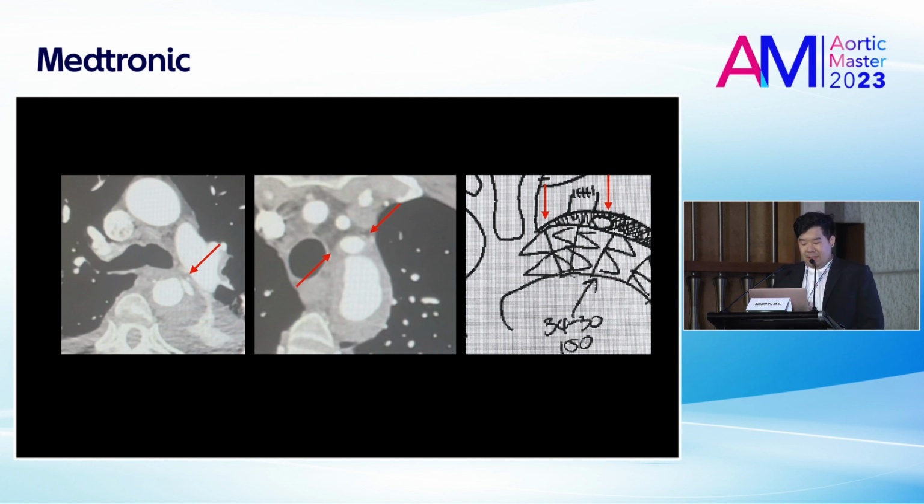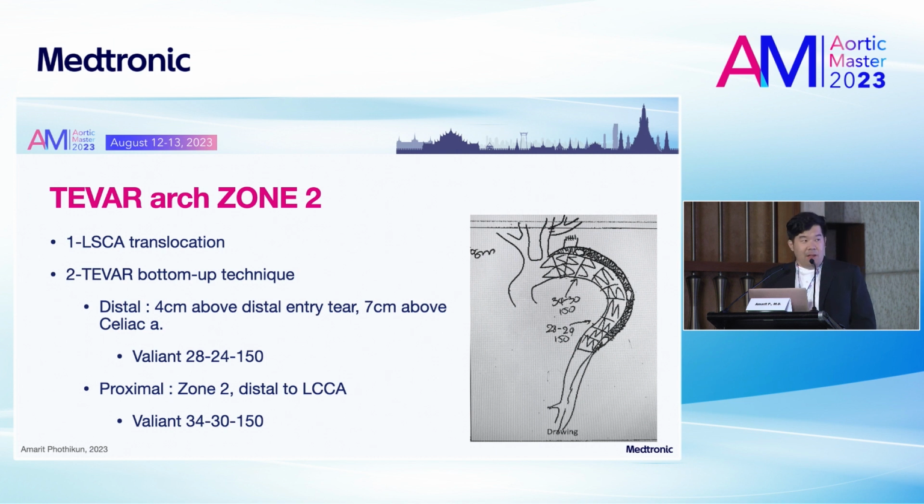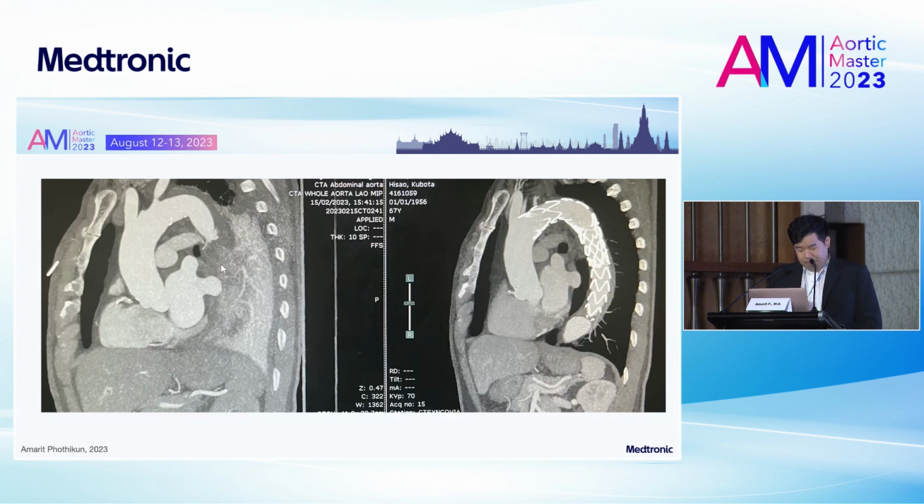So this case was decided to do the TEVAR on zone 2 to cover the outside projection on the distal aortic arch. For the procedure, we used left subclavian translocation and did the TEVAR by the bottom-up technique using the Medtronic stent. The proximal landing zone is distal to the left subclavian, and the distal landing zone is above the celiac, about 7 centimeters above. So this is the result after we deployed the stent.